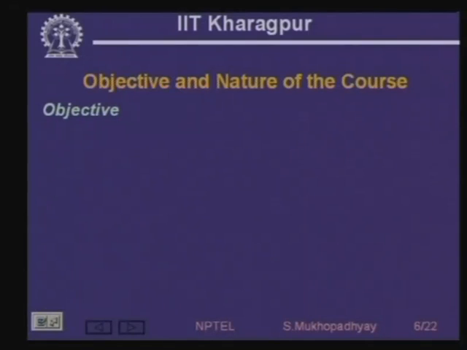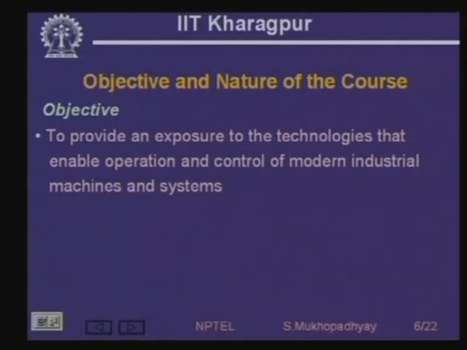Now, let us look at the objective and the nature of the course. The basic objective of this course is to provide the student with an exposure to the technologies that enable operation and control of modern industrial machines and systems. In other words, if you go to a factory, you are very likely to encounter a set of machines.